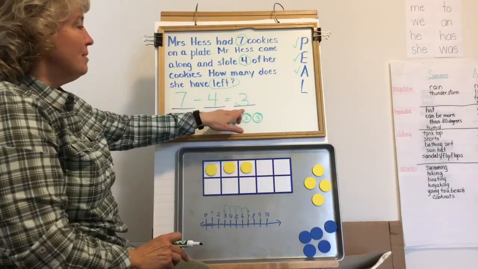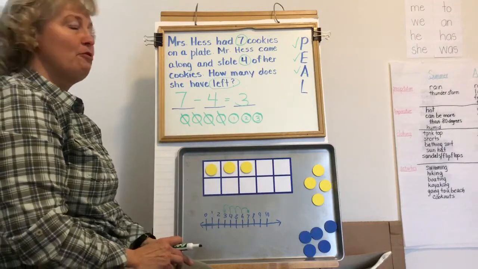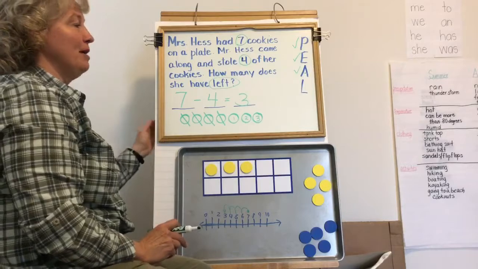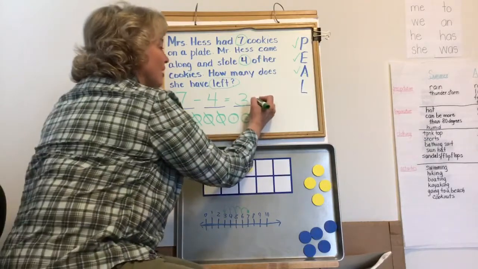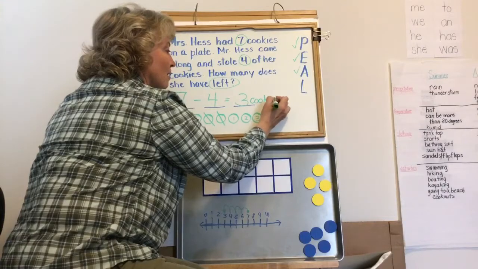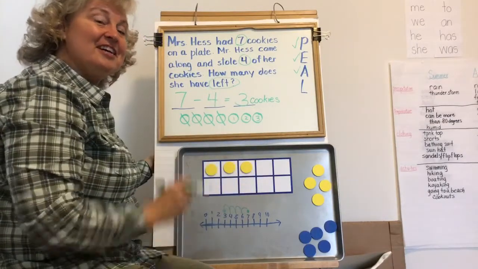All right, so the last thing I have left is to label. So what did Mrs. Hess have 3 of? What was left on my plate? Go ahead and tell me. I'll write it and let's check it. Did you say cookies? Good job.